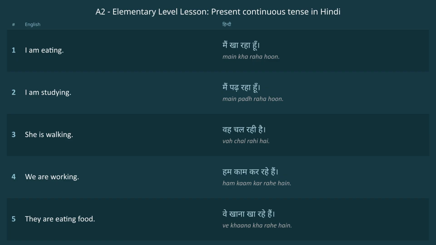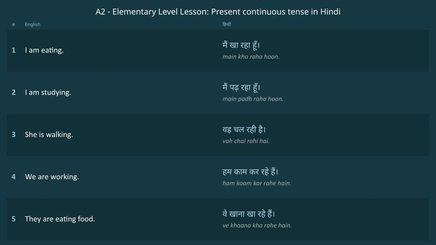Imagine someone with a plate in hand. I am eating. How do you say I am eating? मैं खा रहा हूँ. If a woman says it, she says मैं खा रही हूँ. Notice how the action word here is kha, from khana, to eat. We drop the na from the dictionary form and build from the base.